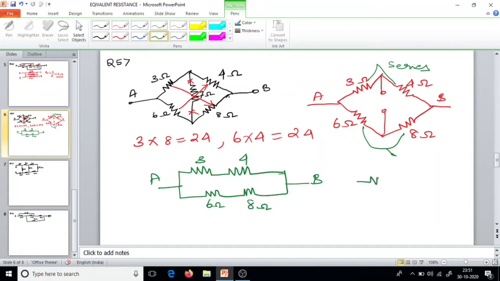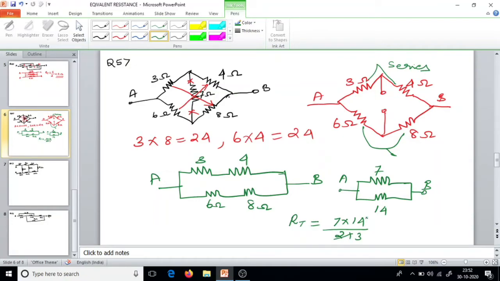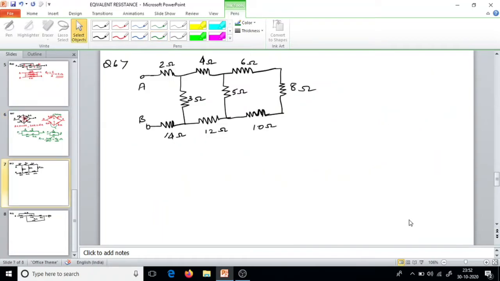If you add this, we will get 7 ohm in parallel with 14 ohm. This is between the A and B points. So RT equals, what is RT? Total resistance between A and B: 7 multiplied by 14 divided by 21, the sum of 7 and 14. If we simplify, 14 divided by 3 ohms. So 7 multiplied by 14 divided by 21, we simplify and we get 14 by 3 ohm. And now, okay, this is the next question.